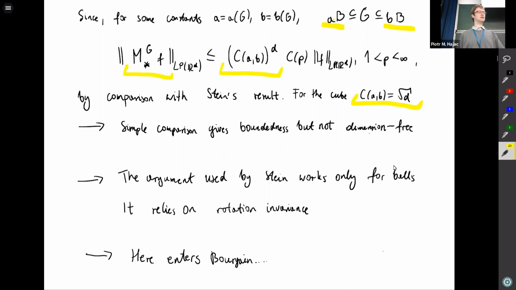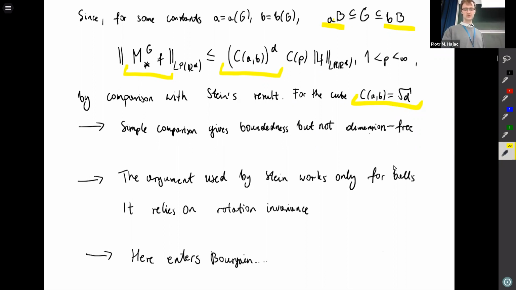And another problem is that the argument of Stein only works very specifically for the Euclidean balls, because there is a group acting on them called the rotation group. So if you rotate the Euclidean ball, you get the Euclidean ball again, basically, but it's not true anymore for other convex sets. For example, if you rotate the square by just a very tiny angle, it's not the same square anymore. And if you rotate the disk, it is still the same disk. So this is why Stein's argument worked there, but it cannot work here. And here entered Jean Bourgain.